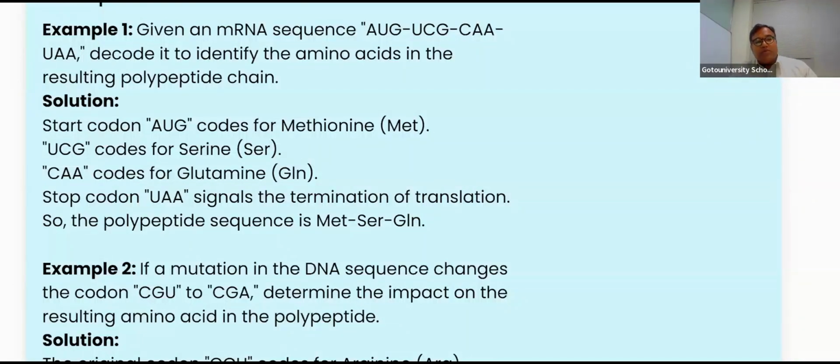The stop codon signals the termination of translation. So the polypeptide will be what? Methionine, serine, and glutamine. These are the three-letter symbols. MET, SER, and GLN are the symbols of the respective amino acids. These respective amino acids are specified by the respective codons, right?